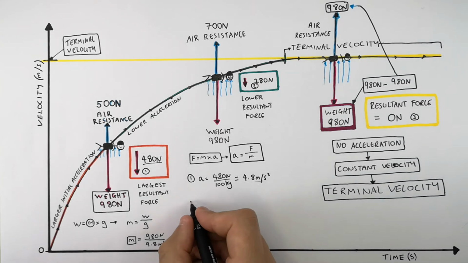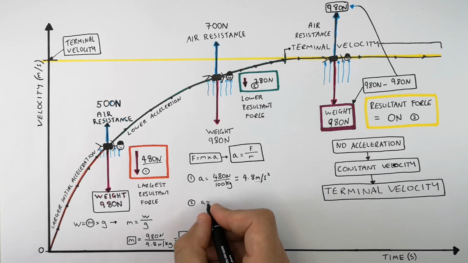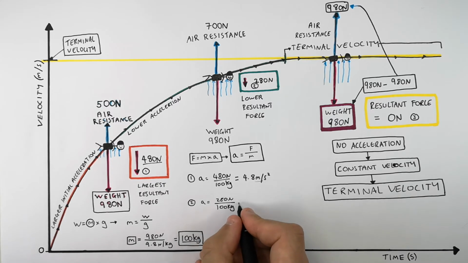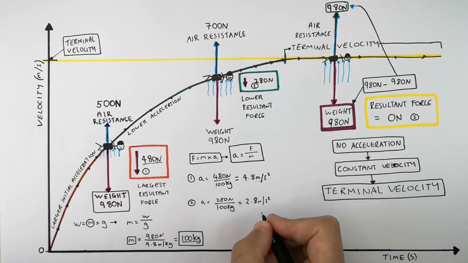So for the second part of the graph, acceleration equals the resultant force F, which is 280 newtons, divided by the mass of the skydiver, which doesn't change, which is 100 kilograms. So it's 280 newtons divided by 100 kilograms, which gives you an acceleration of 2.8 meters per second squared.